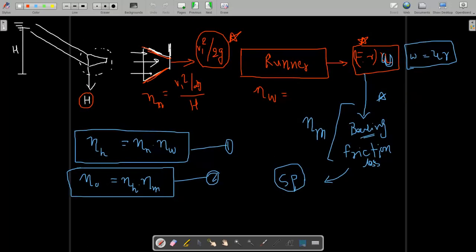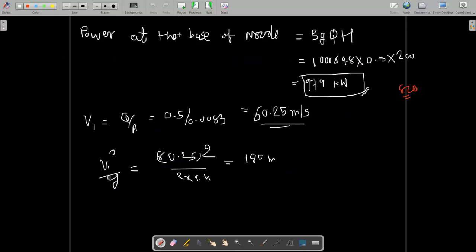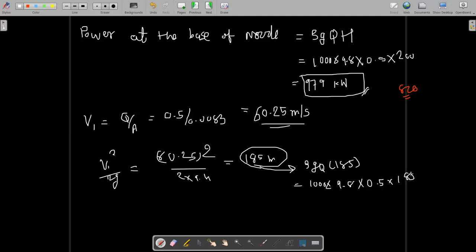That means at this point, head h dash. Now find out the power associated with this. So power associated with this is rho gQ into 185. What is rho? 1000, density of water. g is equal to 9.8. Q is given to us 0.5 and head is 185, not 200. So you will get 905.5 kilowatt.